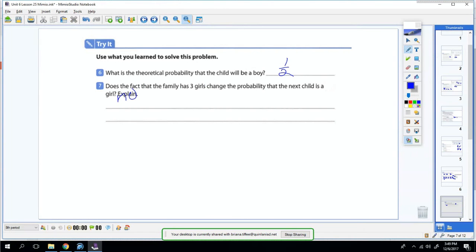No, each baby will be different. Each baby is independent of each other. Okay, let's go on.